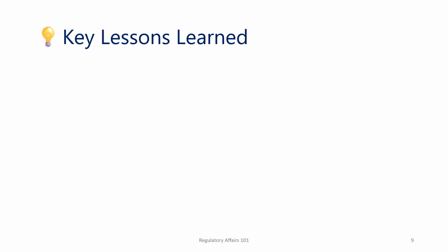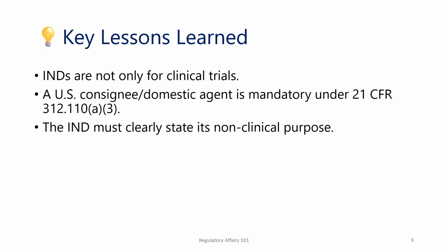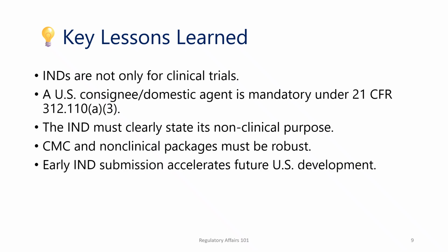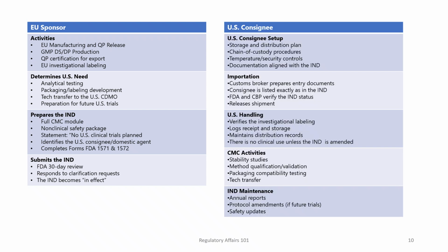Here are the major takeaways. INDs aren't just for clinical trials. They also enable importation and CMC work. A U.S. consignee or domestic agent is mandatory for foreign sponsors. The IND must clearly state its non-clinical purpose. CMC and non-clinical packages must still be robust. Early IND submission can accelerate future U.S. development. Here's the summary of the responsibilities of the EU sponsor and the U.S. consignee.